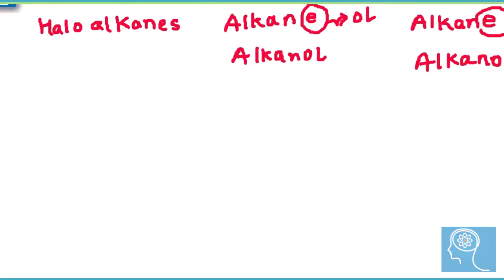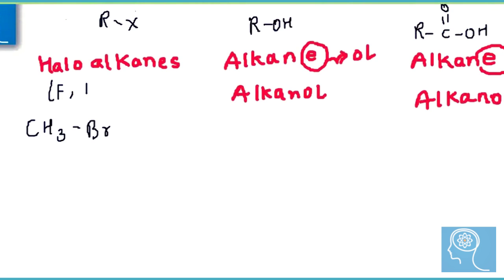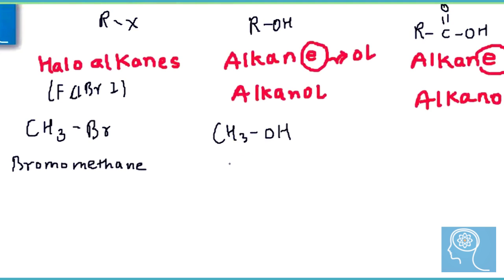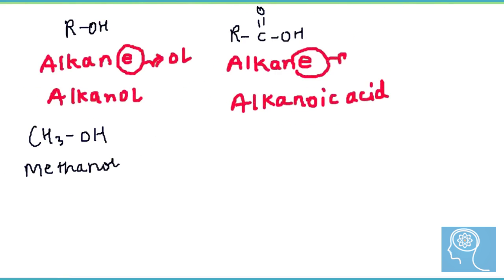If we replace a hydrogen atom from methane, it becomes methyl, and if we connect it with Br, here the X stands for what? It could be fluorine, chlorine, bromine, or iodine. So we have taken a methane molecule and substituted a hydrogen atom by Br. It becomes bromo, because the halogen is bromide: bromomethane. We substitute a hydrogen atom by a hydroxyl group. So it becomes methane, and replacing E by OL, methanol.